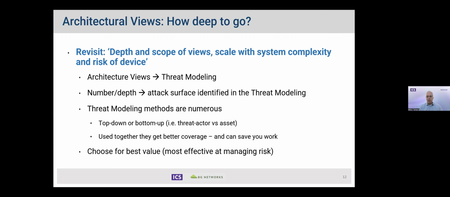The threat modeling methods can be top-down or bottom-up. Top-down might be, say, threat actor-based, and bottom-up might be asset-based. They encourage using more than one method because used together, they get better coverage. And while that is a good thing, where's the hurdle, and what do I need to do to get over it? But in this case, I'd argue that by using more than one view, you can actually reduce your workload.